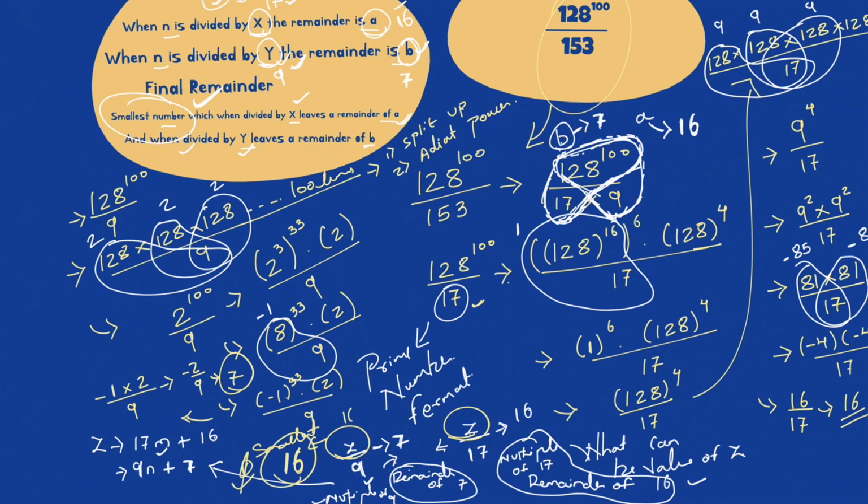If you divide 16 by 17, the remainder is 16. If you divide 16 by 9, the remainder is 7. And that's my answer, 16 is the final answer. Put m as 0, you will get 16. Put m as 1, you will get the next number. So 16 is my final answer to this Chinese remainder theorem problem.